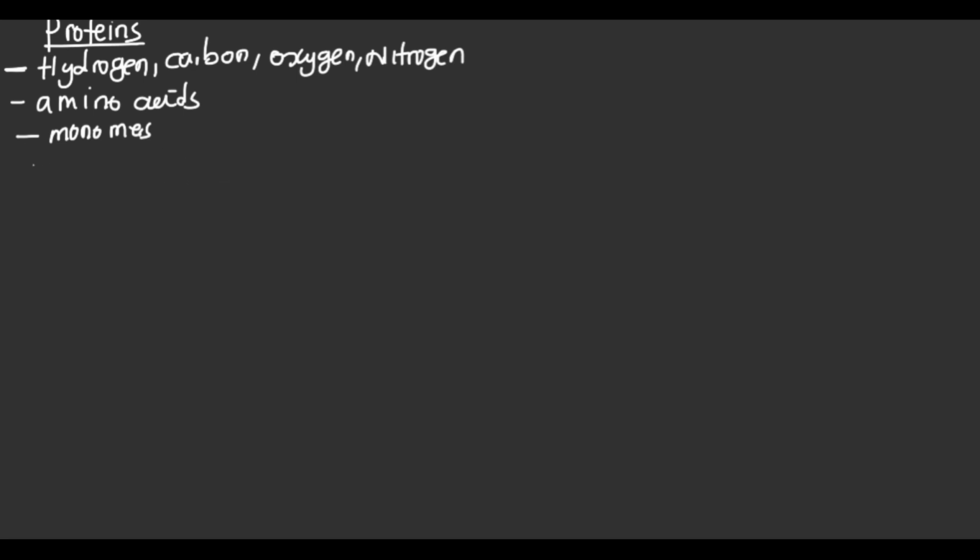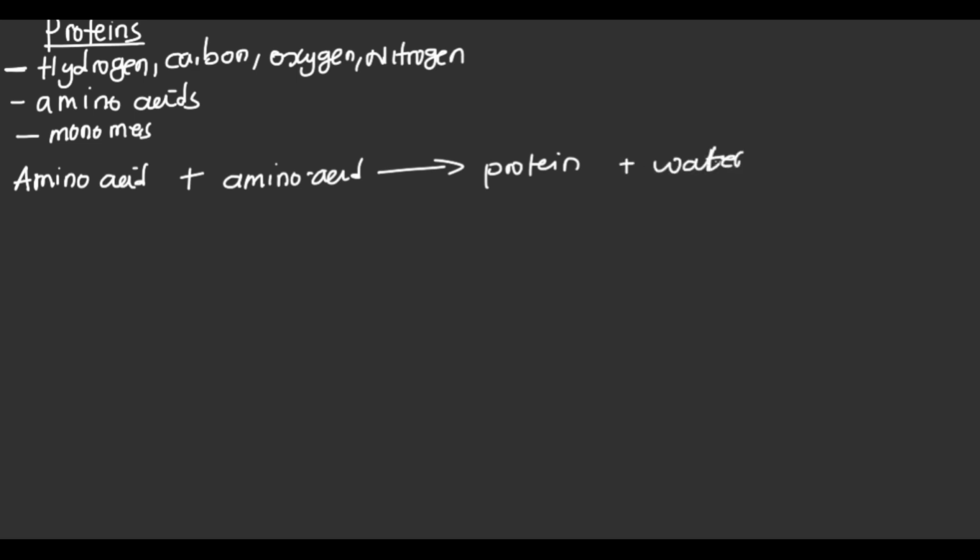So for the word equation, we can say amino acid plus another amino acid. Then the products, we need to have protein plus water. So this is also another example of condensation polymerization.